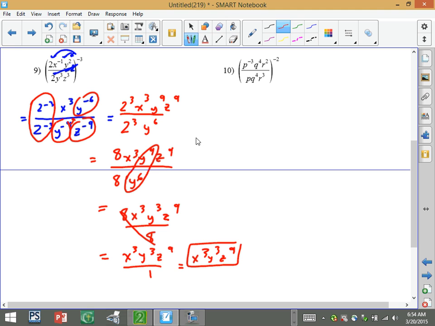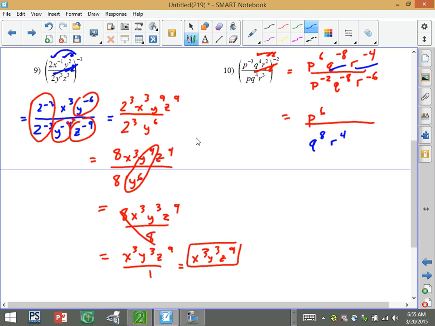Number 10, again, everything's going to get the negative 2. Send the negative 2 through everything. So that turns into p to the 6th, q to the negative 8th, r to the negative 4th, p to the negative 2, q to the negative 8, r to the negative 6. Now start moving pieces around. That first p to the 6th is staying put. That q to the negative 8th, that's coming to the bottom. This r to the 4th is going to come to the bottom. This p squared to the top, q to the 8th to the top, r to the 6th is coming up to the top. So here we go.